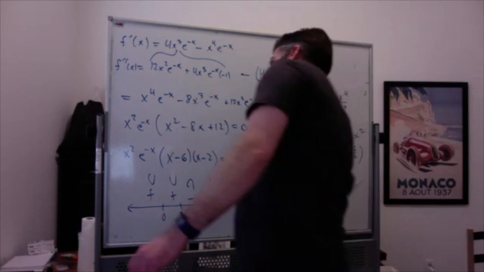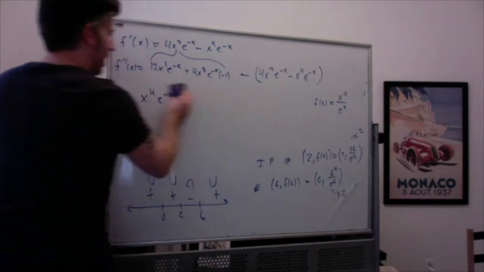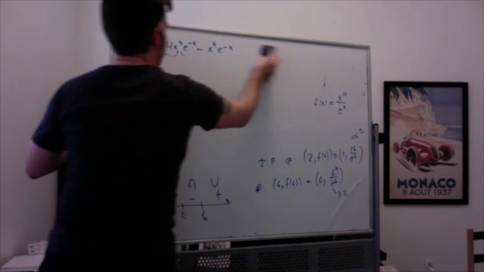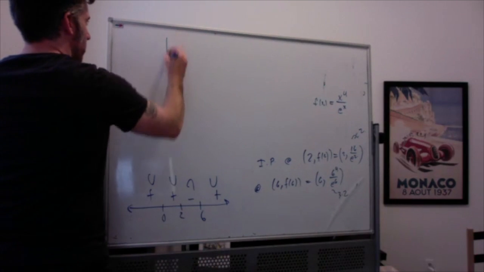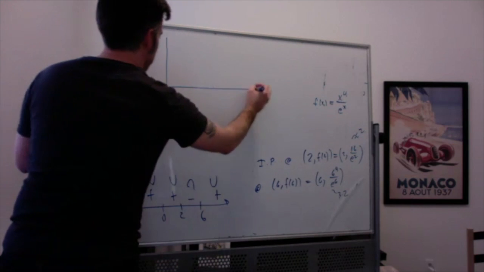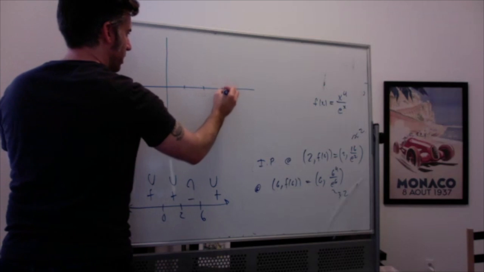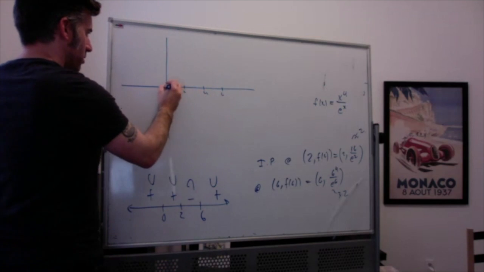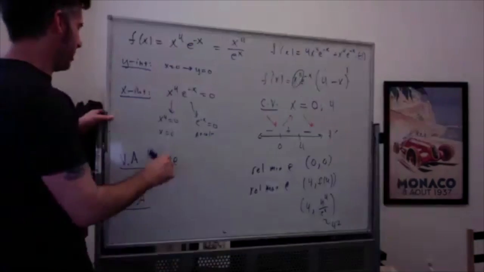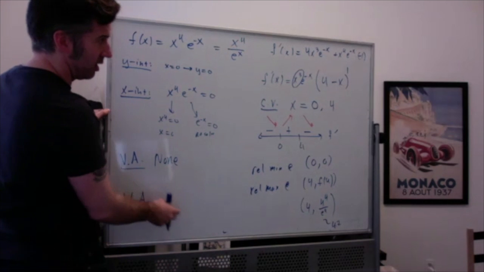I'm going to erase all of this second derivative garbage. I mean, lovely work that we did, not garbage. And I'm 2, 4, 6. Okay, so here's what I've got. I've got an intercept at 0, no vertical asymptote, horizontal asymptote. We're still talking about that.